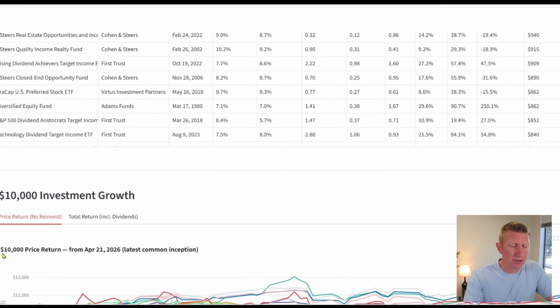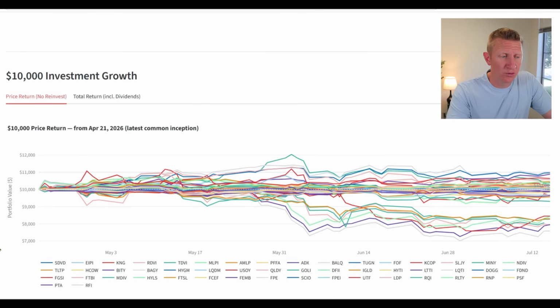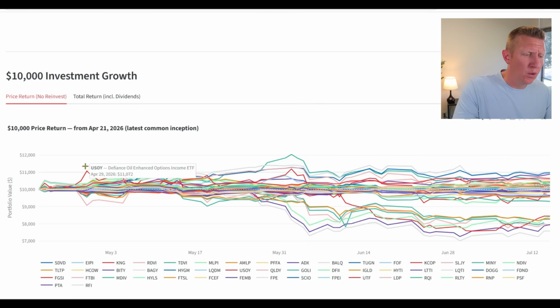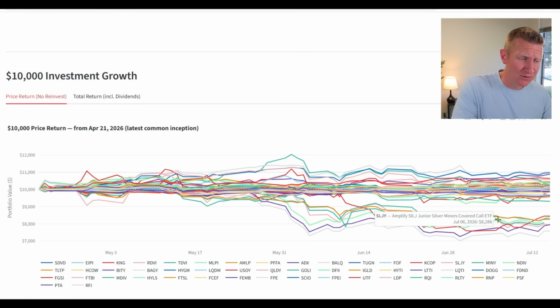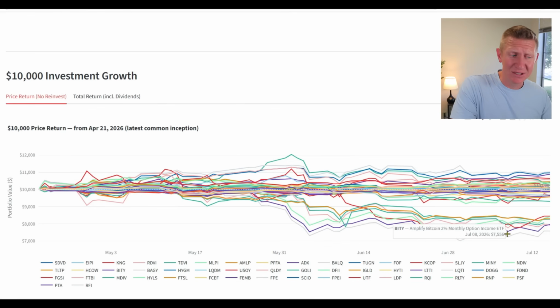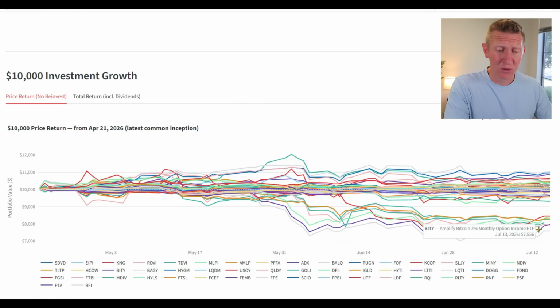Then you can also see, if we scroll down even further, what $10,000 of growth would have been since the most recent opened ETF, which unfortunately limits us in this section to April 21st of 2026, but you can still see a little bit of value out of this. So what we see here is that some of these ETFs really fall off. Remember, we started with $10,000 in April. And what is it now? July? And you got some ETFs down here like BITY from Amplify, the Bitcoin income ETF, down here lost nearly 25% of its value in this short amount of time.